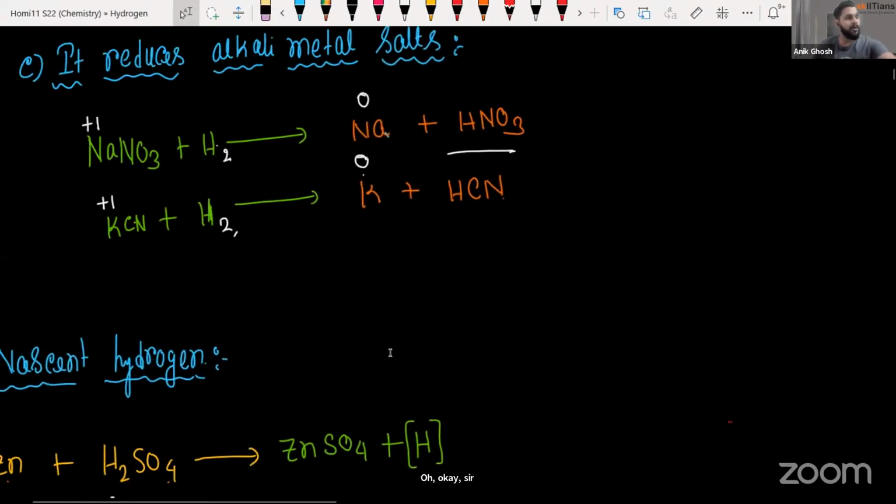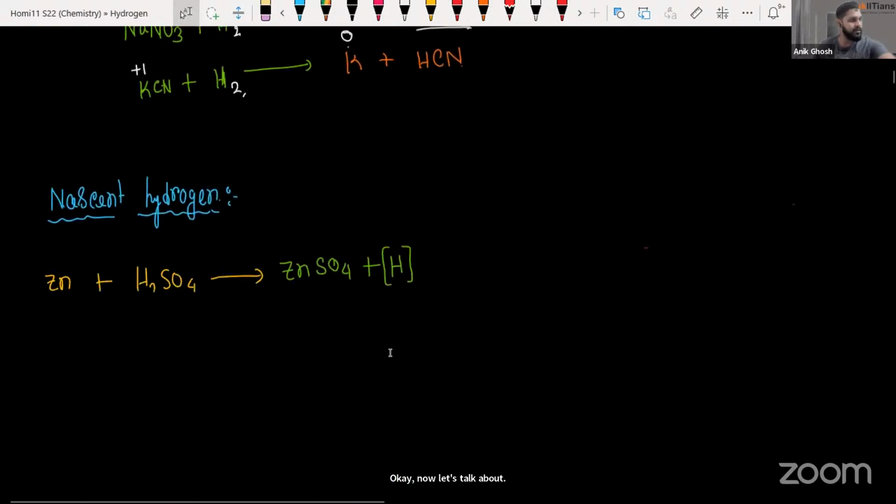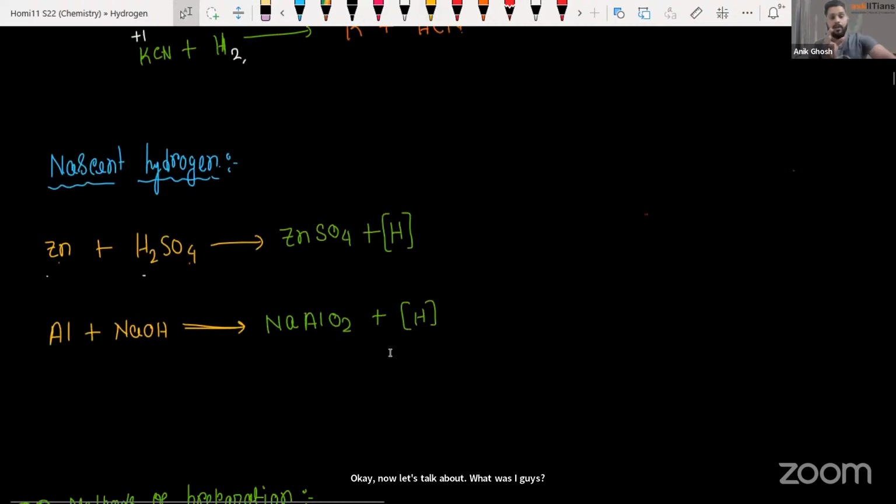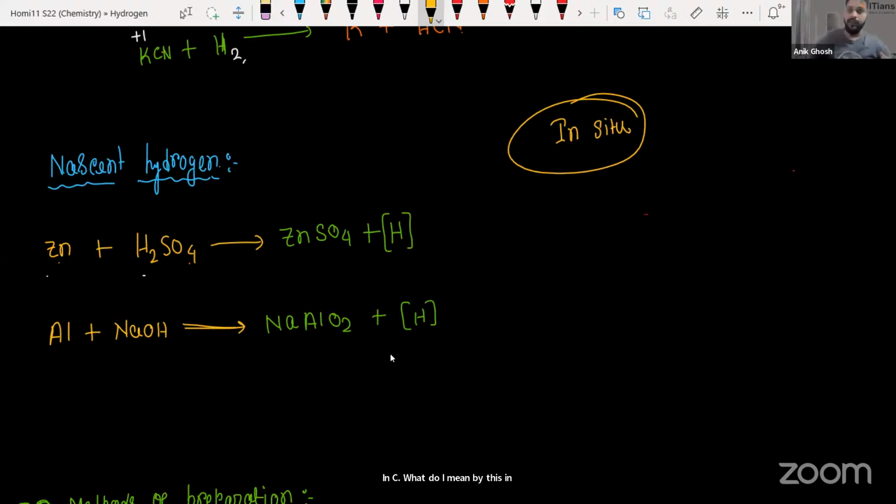Okay. Now let's continue. Guys, try to understand this part. This is very, very important. Later on in grade 12 organic chemistry, there will be many situations where you would learn a topic called in situ. What do I mean by in situ? It means inside the reaction. There are some reducing agents. So guys, this mixture, zinc and sulfuric acid, acts like a reducing agent.